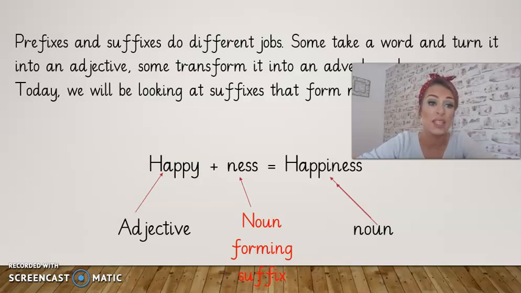It made the word dangerous, which is an adjective. But different suffixes can do different jobs. So here we've got the word happy, which is an adjective, and we've got the suffix ness, and we can form the noun happiness. So happiness is a thing, so it's a noun.